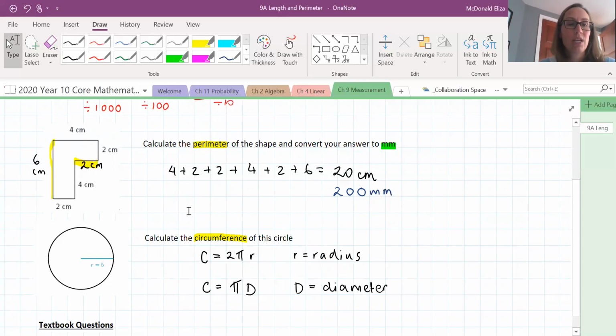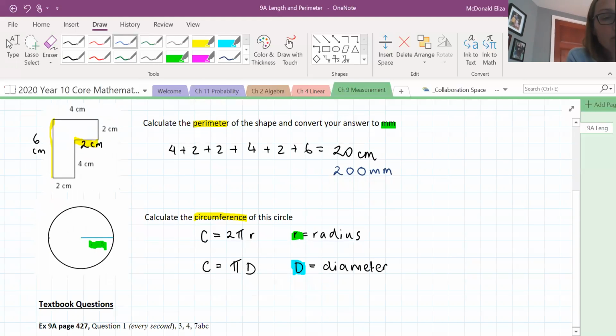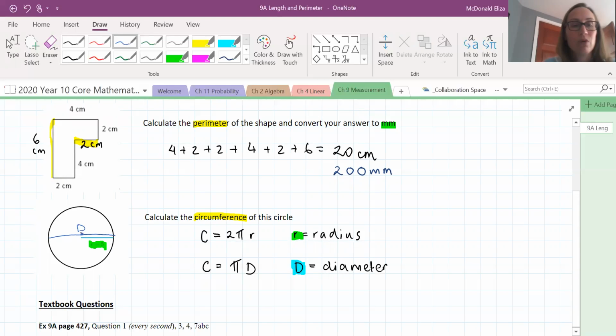So in this question here, we've been given a radius. The radius is equal to 5. So that means it's halfway across the circle. So we're going to use this formula here. If it had given us the diameter, across this circle it would have been 10. It's double the radius. If I just draw a line across there, the diameter would be all the way across. It's exactly the same as double the radius. But we're going to use the radius for this question.